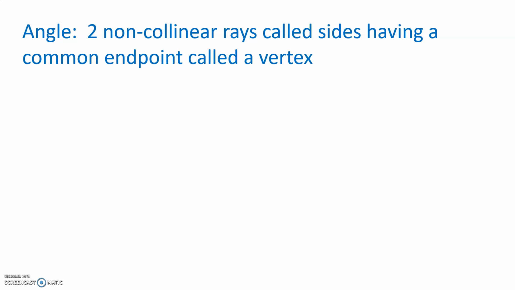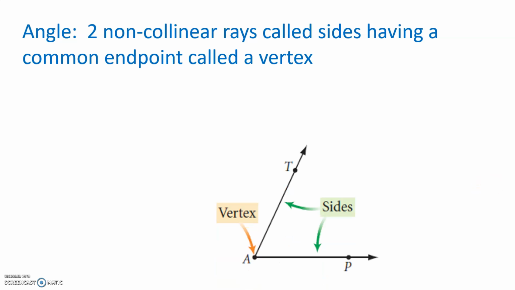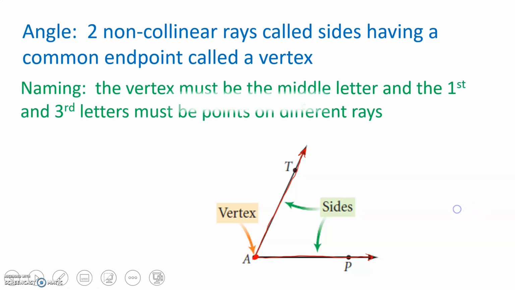An angle is two non-collinear, not in a straight line, rays called sides having a common endpoint called a vertex. So here's the vertex, and they have two rays, this one here, AP, and this one here, AT, connected at that vertex A. So those two rays are called sides, and where they connected that's called the vertex.